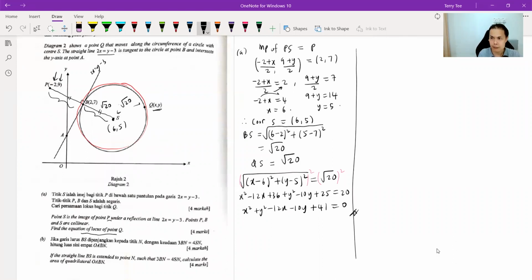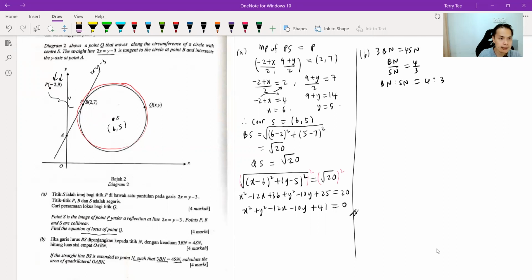Okay, the next part, I hope you can read the part below here. If straight line BS is extended to point N such that 3BN is 4SN, so we can say BN:SN is 4:3. BN to SN has a ratio of 4:3. Too many lines, too much information here, so I'm going to rub this off. I just want to focus on this line here, BN, SN. Now, I don't know what N is, so maybe I use an unknown, maybe we can call it (h, k). BN is now 4.